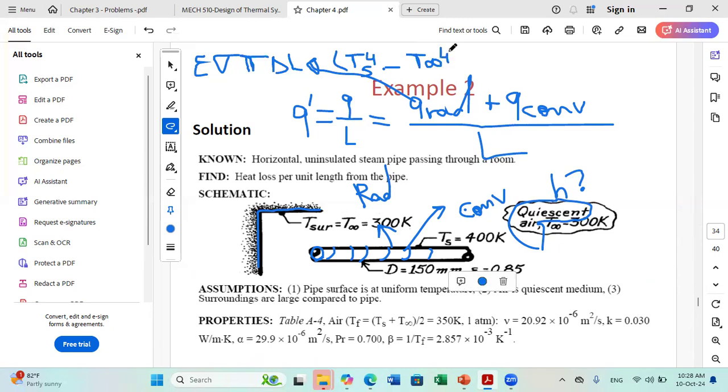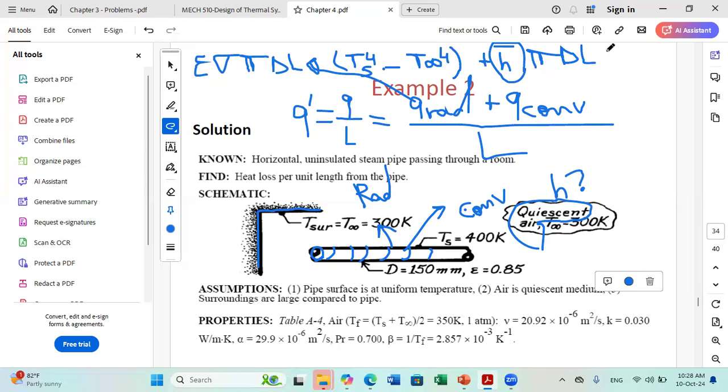Okay? Now, what about Q convection? It's a plus H bar. H bar is to be determined from this chapter. This is what we will learn in this chapter: how to find the value of H. So H bar times also the area of convection, which is the same as the area of radiation. It's pi dL. Okay?